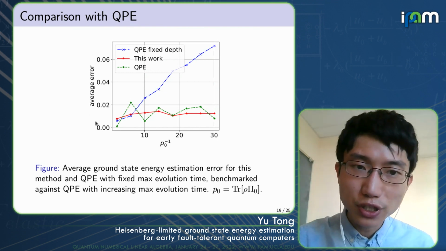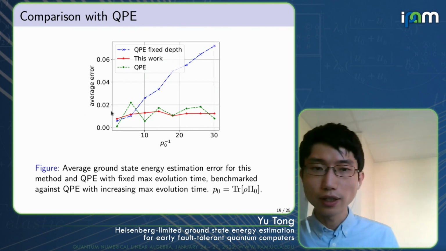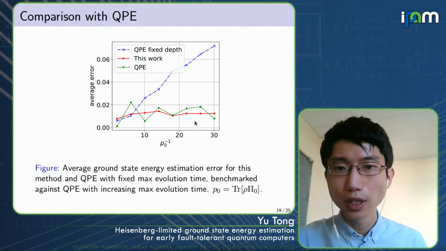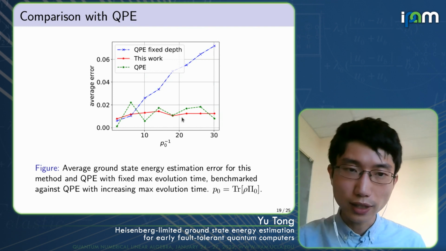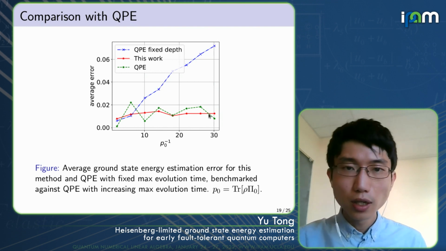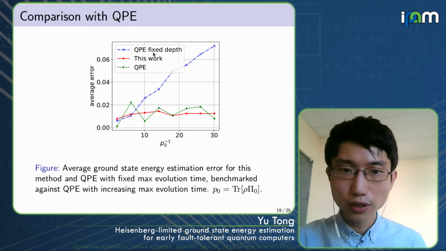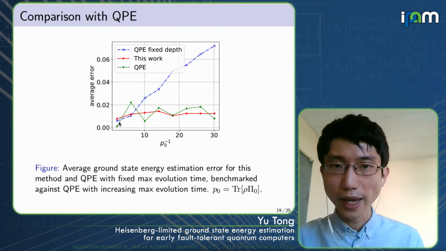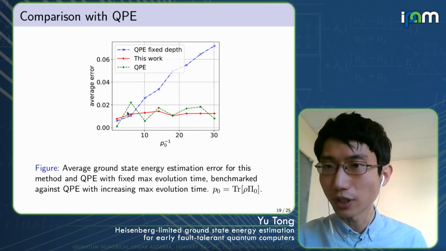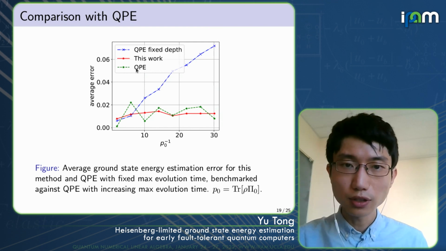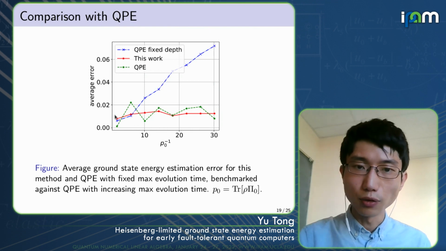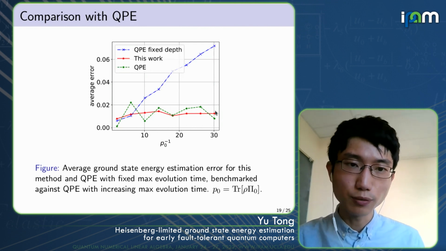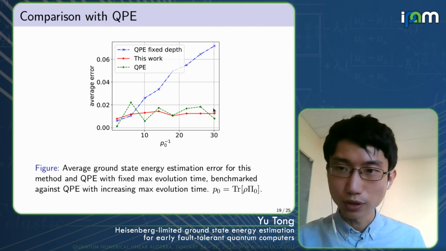We look at the average error of estimating the ground state energy, and as you can see here, this red curve shows how our method performs. You can see as we decrease this initial overlap, our method has a consistently low average error. But if we fix the circuit depth and run quantum phase estimation, the average error just goes up. And actually, in quantum phase estimation, you can keep the error down, but you have to increase the circuit depth in order to achieve this. So this is what is shown in the green curve. Here we just increase the circuit depth as we decrease P0, and we're still able to achieve a low average error, but the circuit depth is growing.